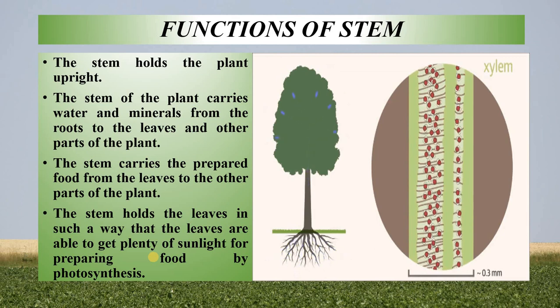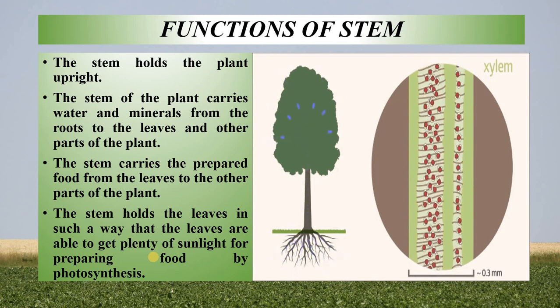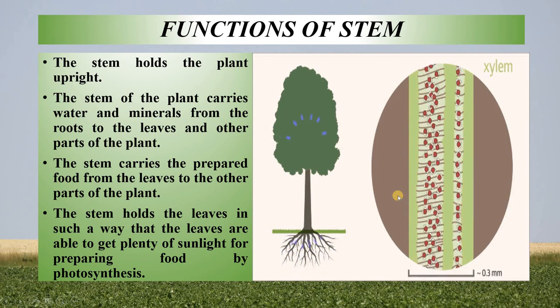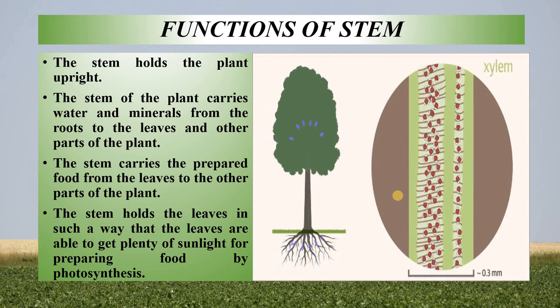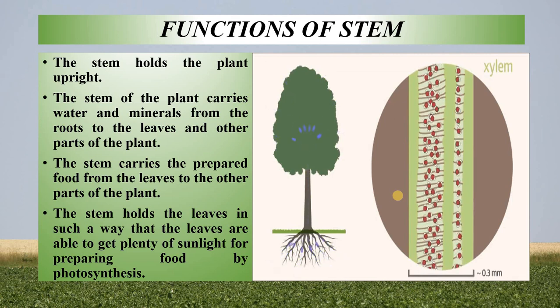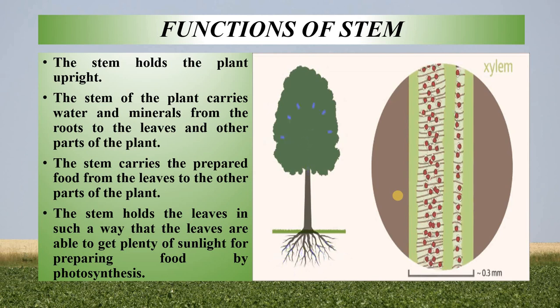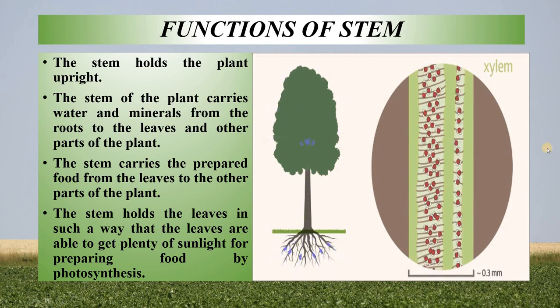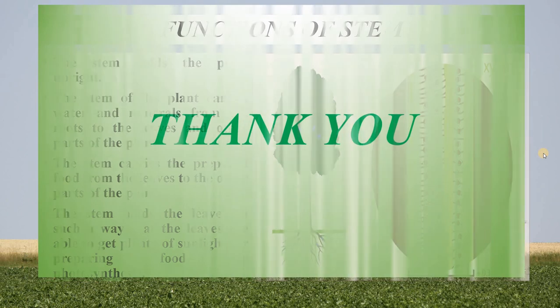Now, the stem of a plant has a large number of narrow tubes inside it, as I said. One is xylem and another one is phloem. This xylem carries water and dissolved minerals from root to the leaves and other parts. And the other tube, phloem, which is present in the stem, carries the food from the leaves to all other parts of a plant, including the root. So this is all about today's class.